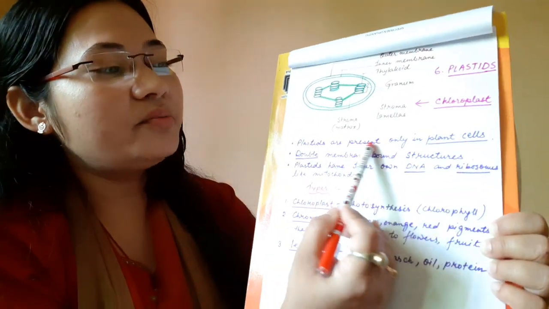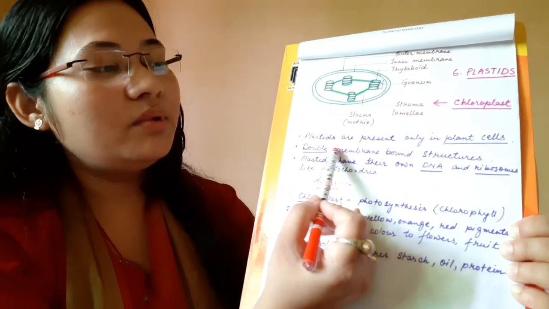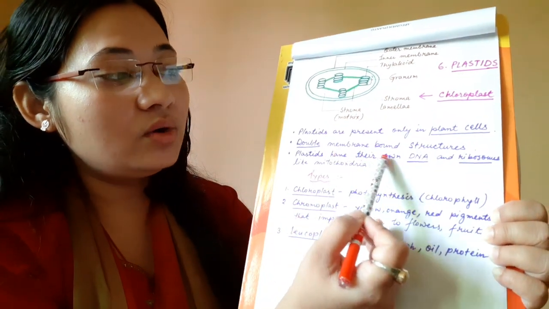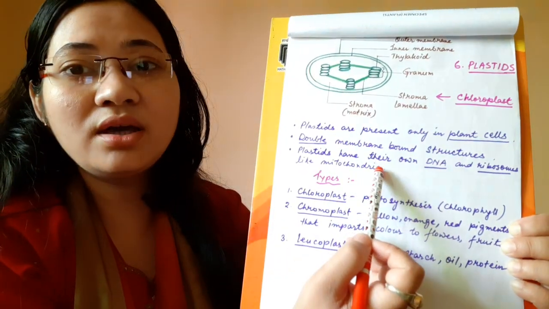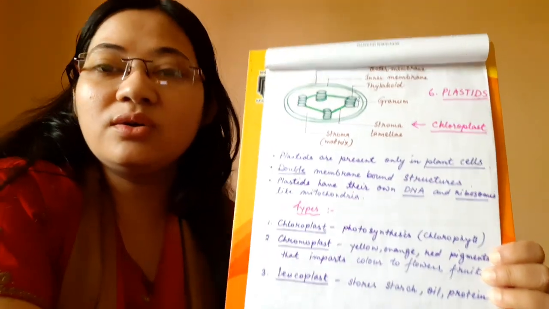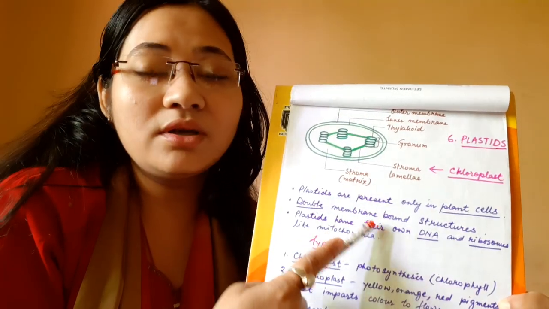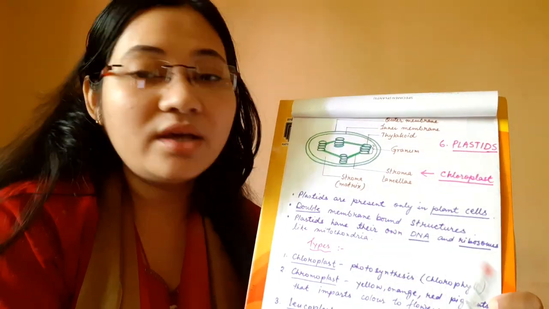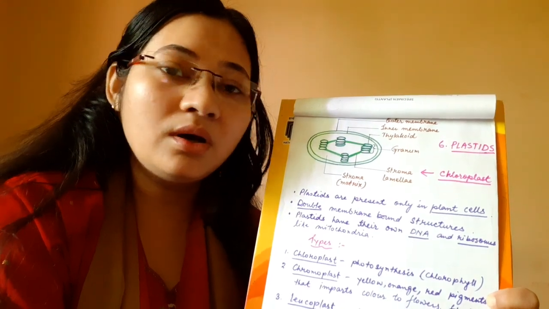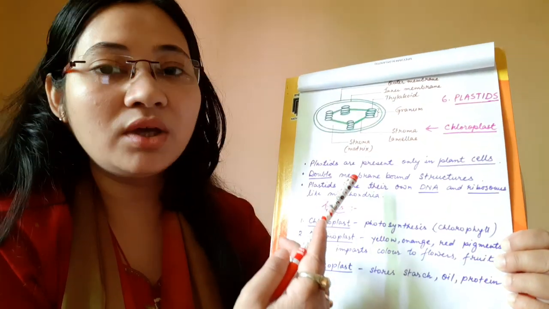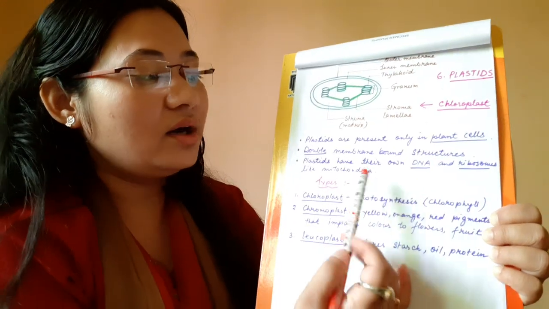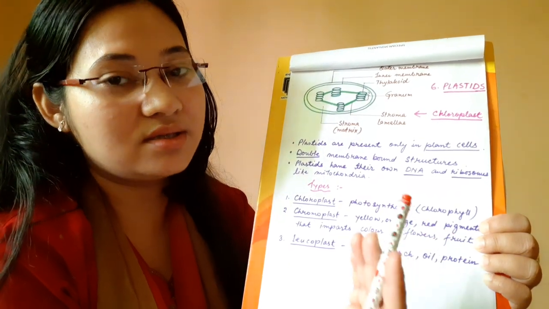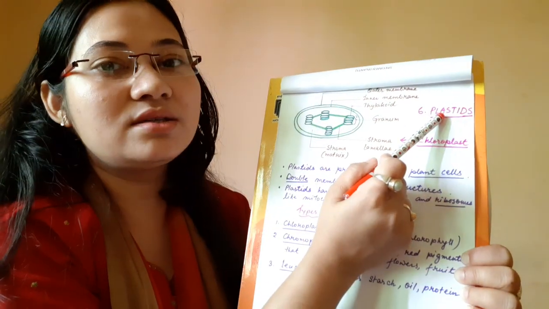Now plastids are present only in plant cells. We know double membrane bound structures, okay, they have outer membrane and inner membrane. Plastids have their own DNA and ribosomes like mitochondria. Very important point. Plastids also, just like mitochondria, which we have just read, contain their own DNA as well as ribosomes. So they are also capable of producing some of their own proteins. Okay, so they are also called semi-autonomous units. They are self-replicating organelles. Okay, mitochondria and plastids, very very important.